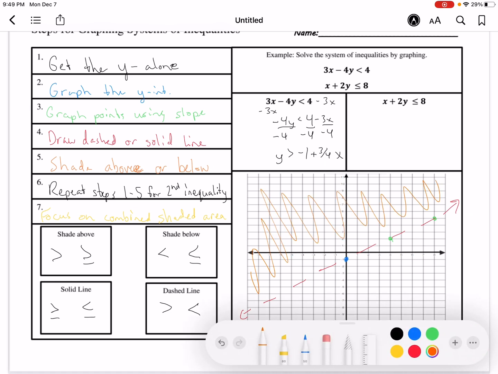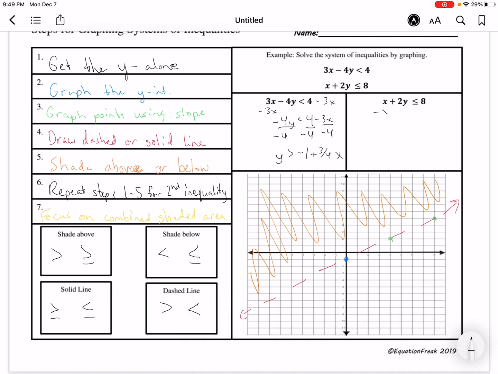All right, I'm going to go back to the second equation. I'm going to do the same thing. I'm going to move x. In this case, it's just 1x. So I'm going to subtract x from both sides. So now I have 2y is less than or equal to 8 minus x. And again, I'm going to put a 1 in front of x just to remember that it's 1x. I'm going to divide by 2. So y is less than or equal to, no need to flip, 4 minus 1/2 x.